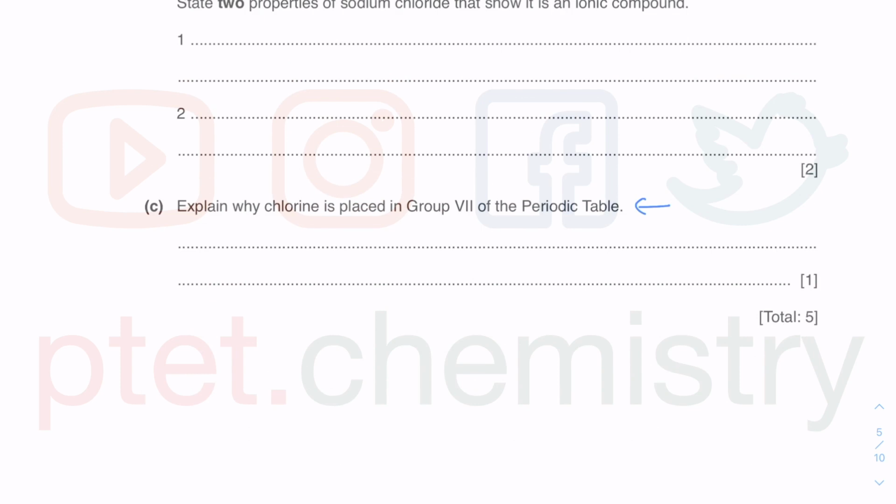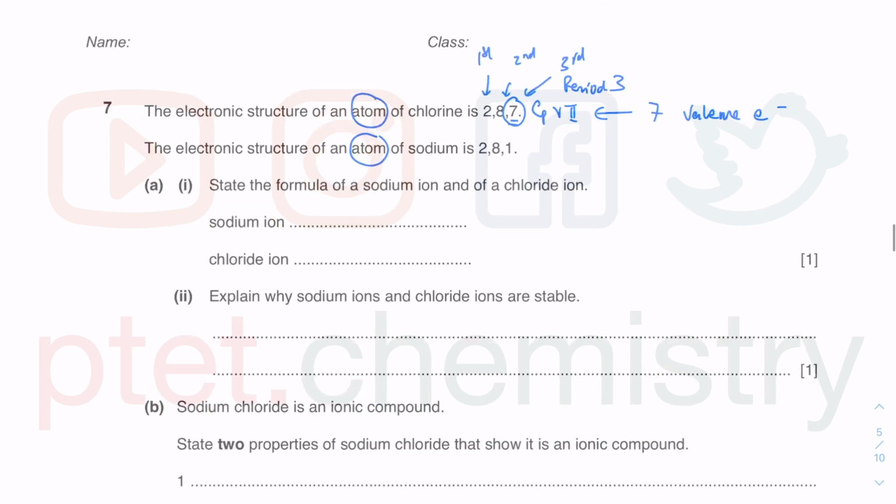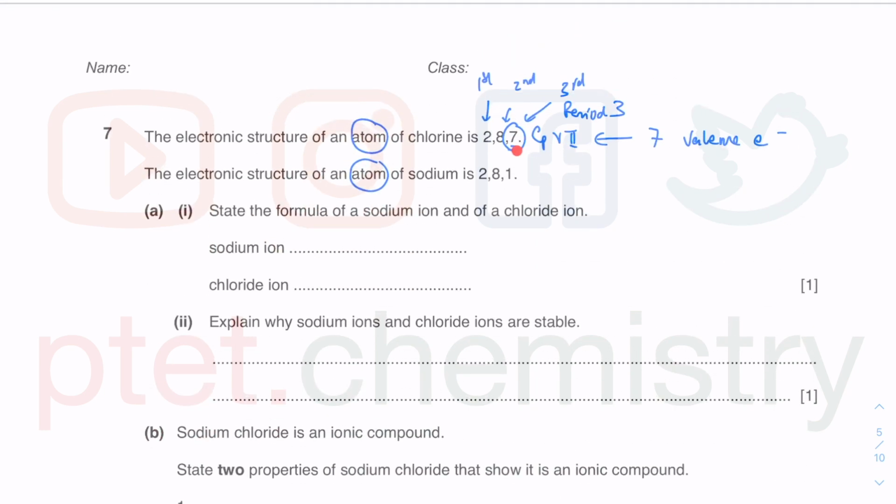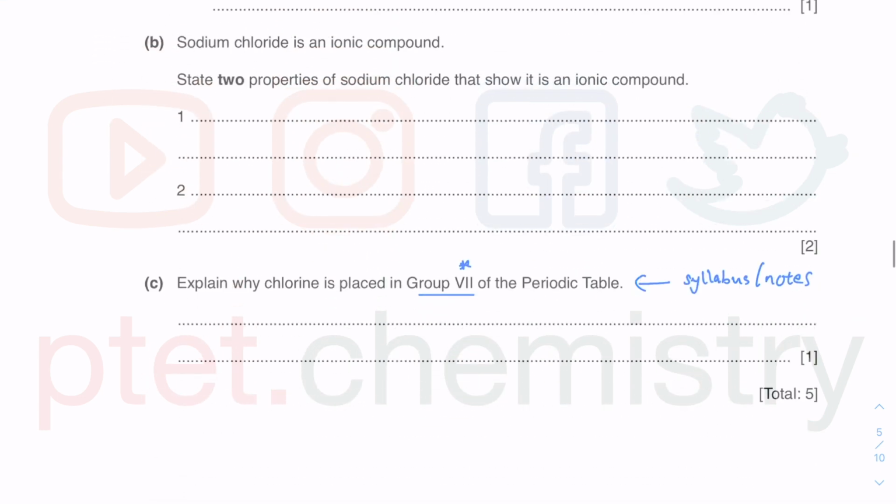A lot of students put down chlorine because it is a non-metal, and that's actually wrong, because they specifically ask you for the group number. In the syllabus, in the notes, they say students should be able to state that group number tells you the number of valence electrons. Group number tells you the number of valence electrons. If you are group 7, that is because all the elements in group 7 have 7 outer shell electrons.